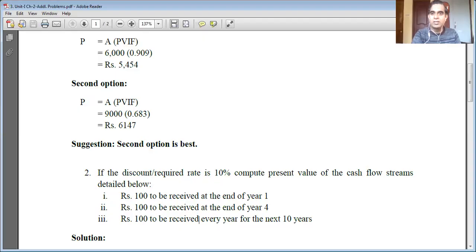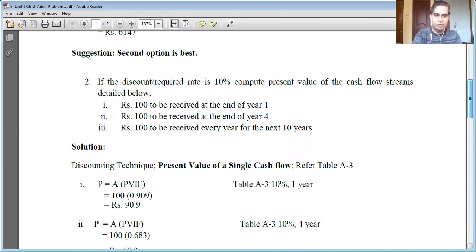Okay. Students, I hope we can see this PDF file, right? Yes, sir. Yeah. So now, second, this is also a simple problem, but let's go on solving a few more problems.